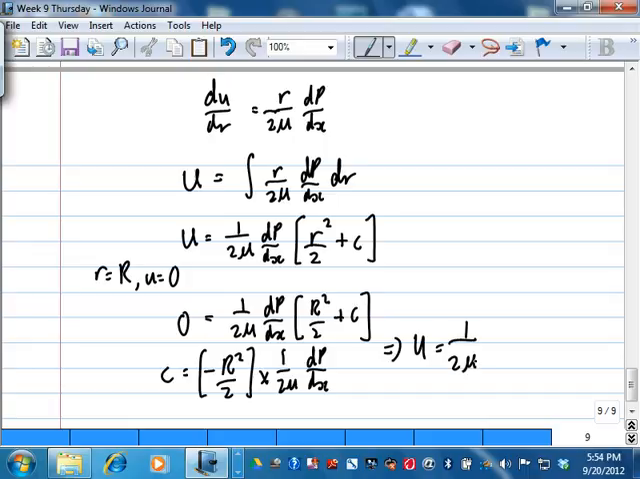1 over 2 mu dP on dx. Because if I leave C inside here, then there's no need to multiply. C can be inside or outside, it's a constant. Because I left C inside, multiplied by this constant, or I can take C outside. So this time I left the C inside, then there's no need to multiply.